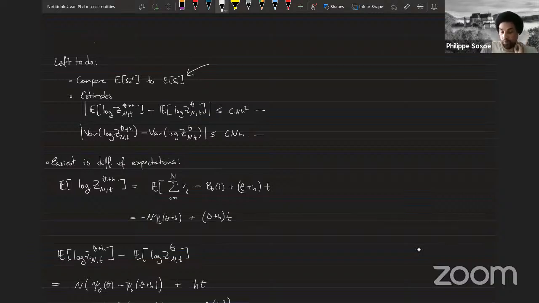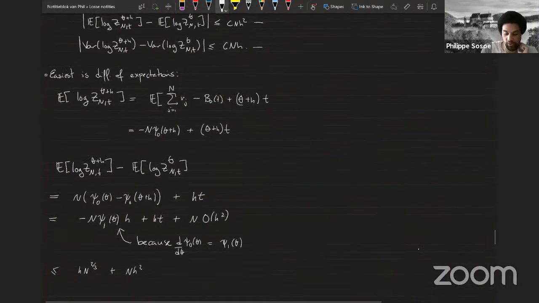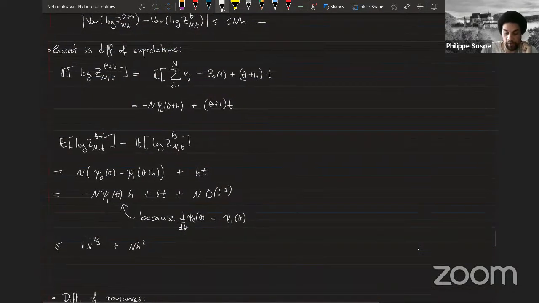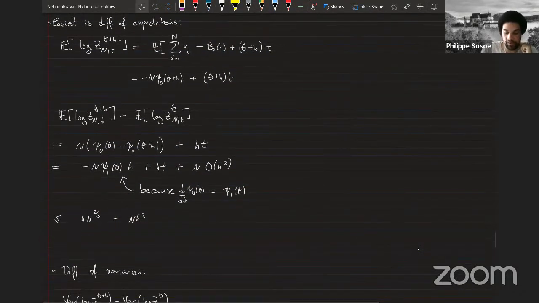Okay, so of these estimates, the only one that I'm going to show you now, because it's very easy and it's also sort of interesting to see where the h squared comes from, is the difference of expectations. That's because the expectation is an exact computation. We can compute it exactly because we know that log of Z_{n,t}(theta + h) is a sum of IIDs. These IIDs have the distribution of log of one over a gamma random variable with parameter theta plus h, plus a bounded motion. So it's an exact computation here.